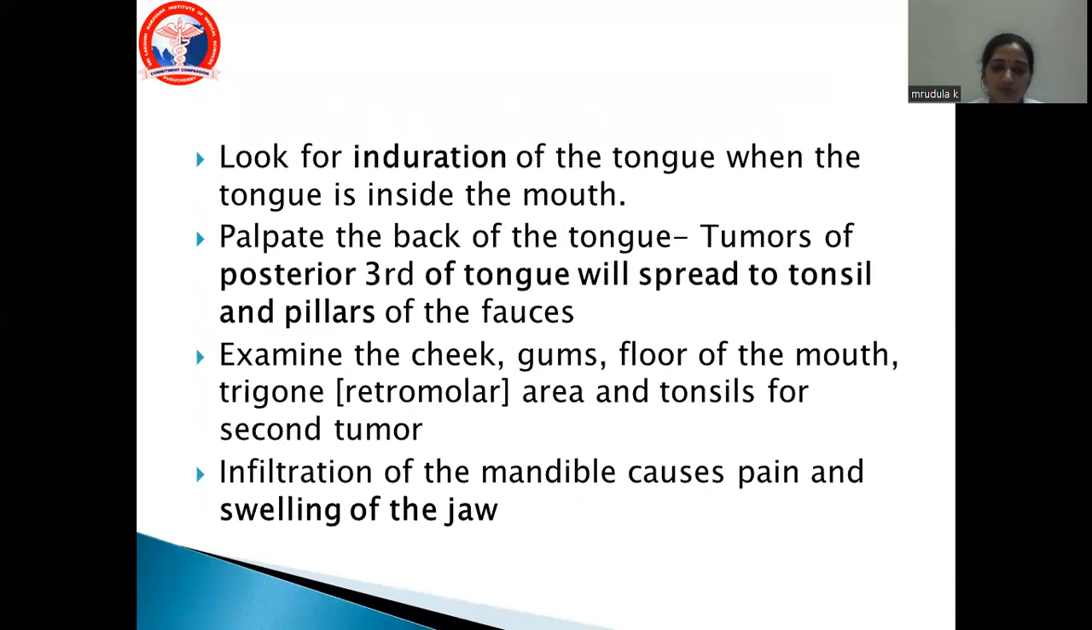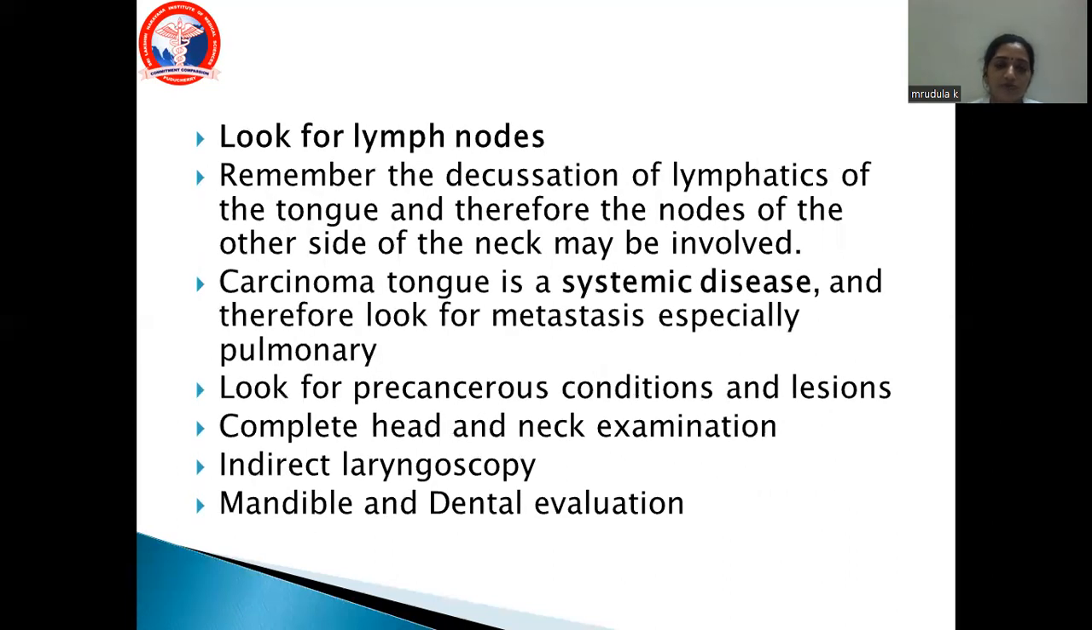And we have to palpate the back of the tongue. Tumors of the posterior third of the tongue will spread to the tonsil and pillars. We have to examine the cheek, gum, floor of the mouth, trigone, retromolar areas and tonsillar areas for the presence of a second primary tumor. Infiltration of the mandible causes pain and swelling of the jaw, so you have to examine the mandible also. And we have to look for the cervical nodes. Carcinoma of the tongue is a systemic disease, therefore look for metastasis, especially lung metastasis.